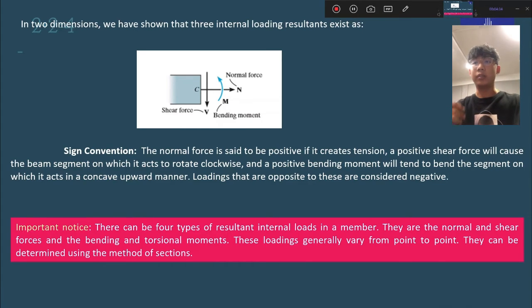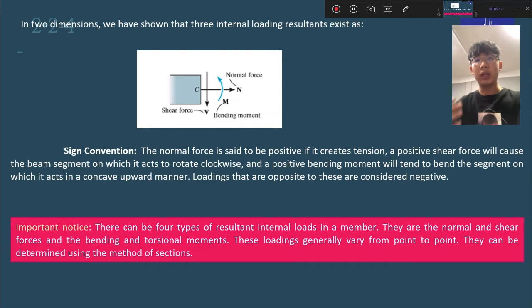For the sign convention, the normal force is said to be positive when it creates tension, meaning that it pulls away from the beam itself. A positive shear will cause the beam section on which it acts to rotate clockwise, and a positive bending moment will tend to bend the segment on which it acts in a concave upward manner, or from what I learned, it makes a smiley face. Loadings that are opposite to these are considered negative.